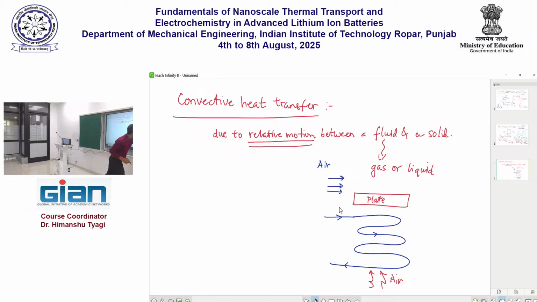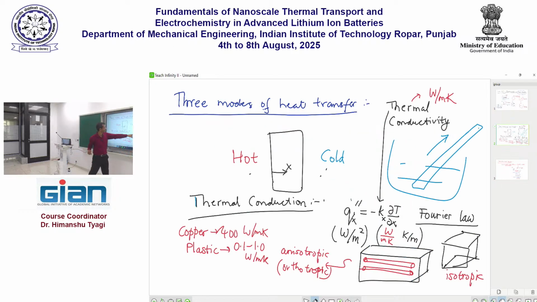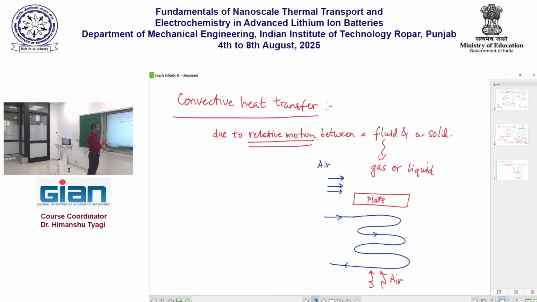Just like in the previous slide, I had given a very simple equation for conduction heat transfer, similarly, the equation for convective heat transfer is also very simple. On the face of it, it is Q double prime equals H delta T. Actually, an extremely simple equation. What it says is that the amount of heat transfer that will occur between the plate and the air, this is Q double prime, per unit area is given by the temperature difference between the two multiplied by this coefficient called H.